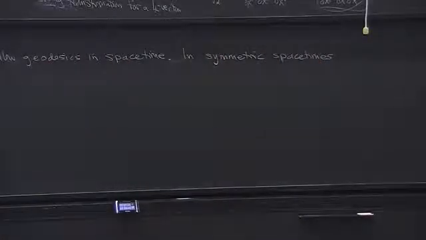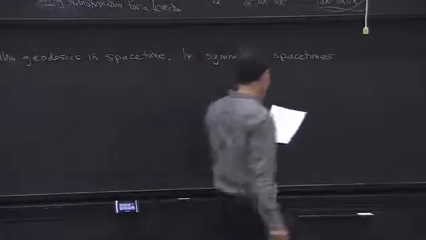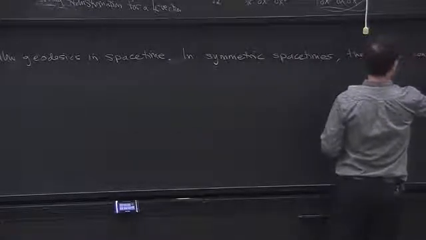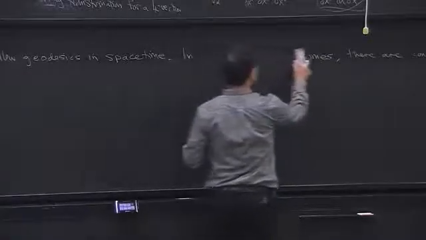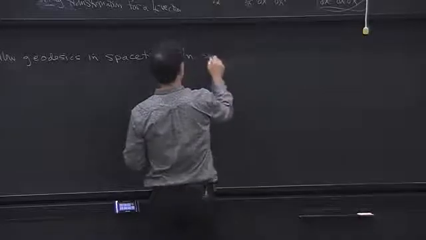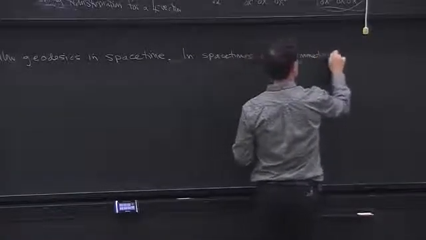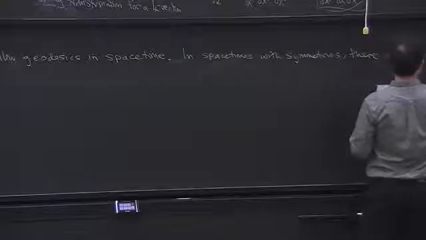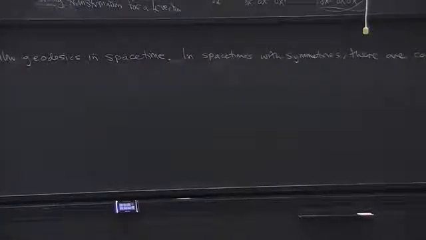A general spacetime will just be g mu nu of x, some crazy thing that has no particular symmetry, okay? But in spacetimes that do have symmetries, there are corresponding conserved quantities, by Noether's theorem.